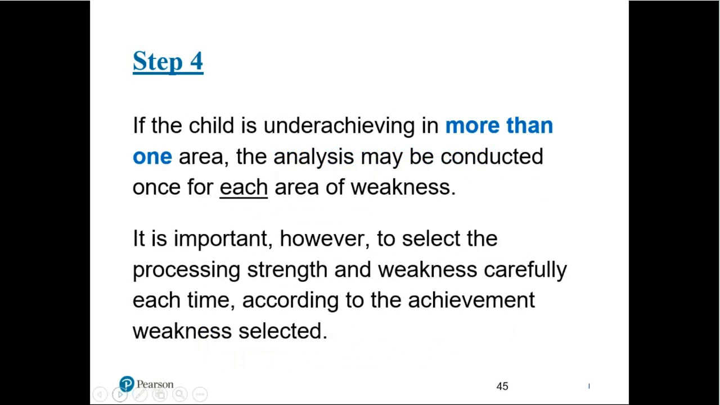And then our final step is if the child is underachieving in more than one area, then you conduct the analysis for each of those areas of weakness. And what's really important at this point is that you select the processing strength and the weakness carefully each time you do it. And the reason for that is it all is in relation to that academic weakness that you have selected. So just go back, repeat the process, but pay attention to the indices that you're selecting.